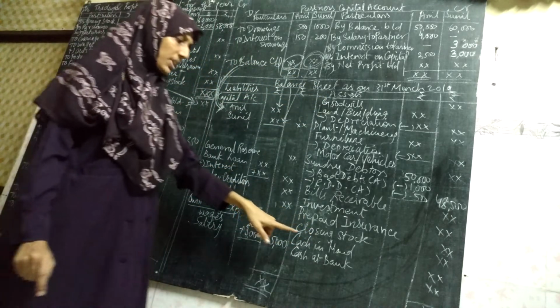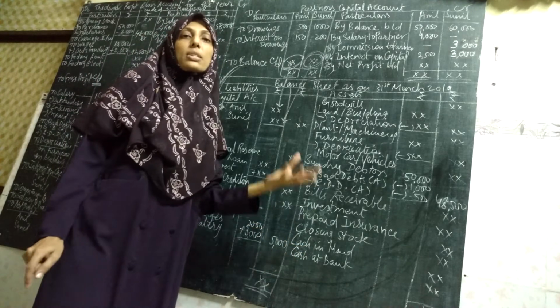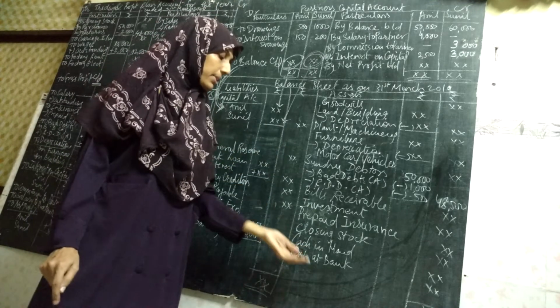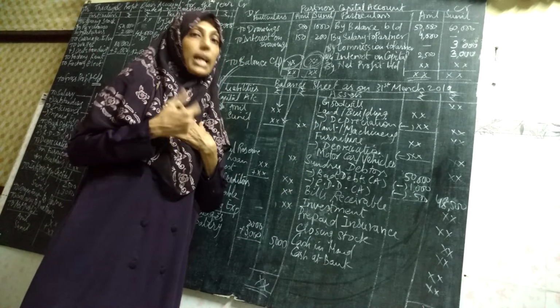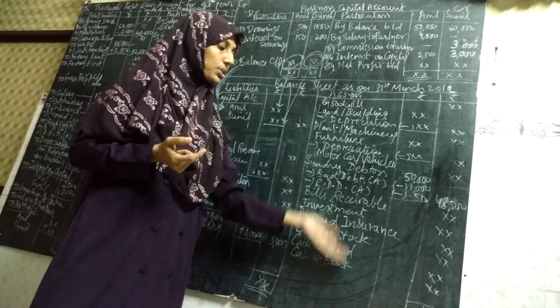Then cash in hand, cash at bank. We have got some cash in our hand and we have got some cash in our bank. Both are our own cash. So that is our asset, shown on the asset side.